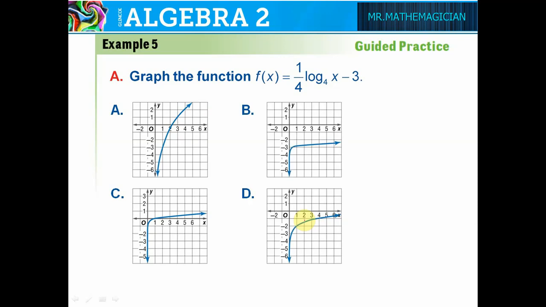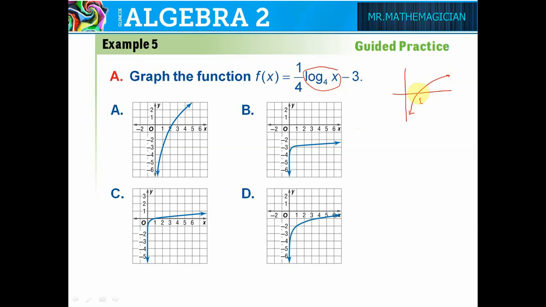Now it's your turn. Try to graph f of x equals 1 over 4 log x base 4 minus 3. So first you will think of this function. This is log x base 4, which takes the normal shape this way, and it should cut here at 1. Now it's multiplied by 1 over 4, so it has vertical compression, and it has here minus 3, so 3 units down.